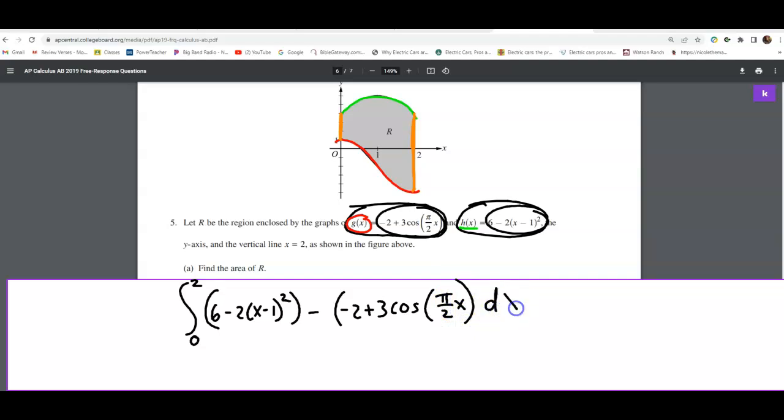All right, well, there's a lot going on here. If we wanted to integrate this by hand, there are a few different ways we could go about it. You could integrate this piece and then these pieces separately. But I'm thinking that what might actually be easiest is to simplify all this first a little bit. So the first thing I'm going to do is distribute this negative in here. That's going to become a plus 2 minus 3 cosine of pi over 2x.